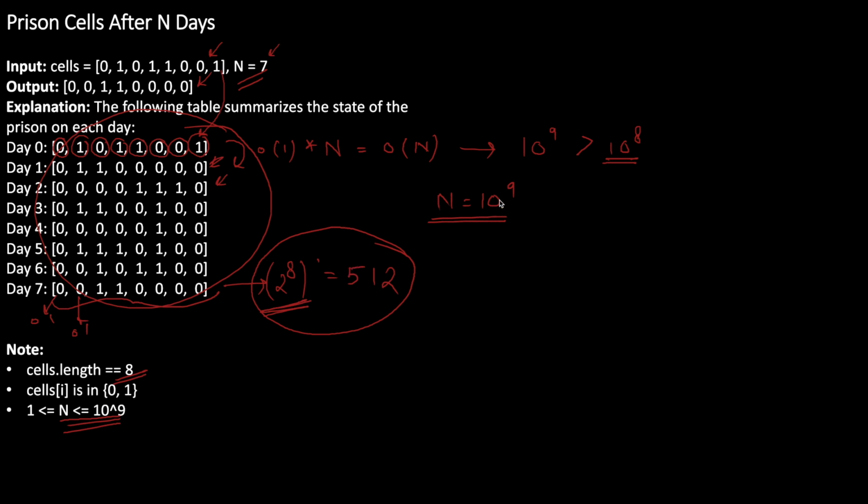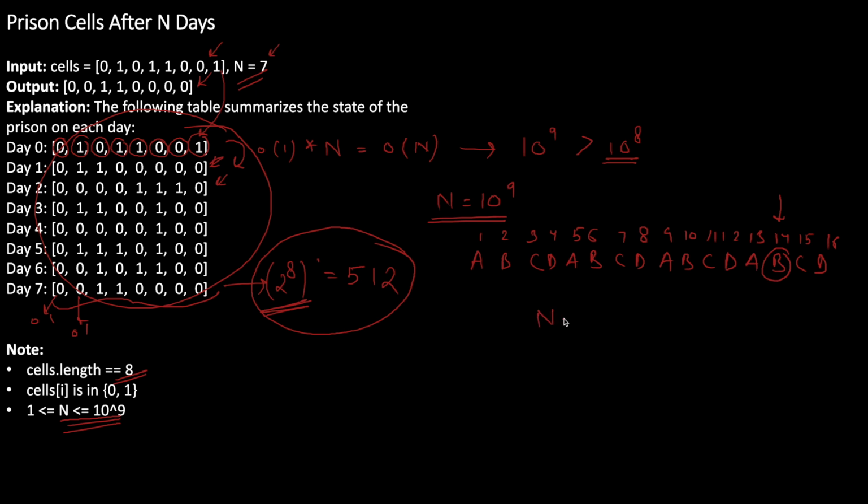Let me try to make you visualize this with the help of a simpler example. Let us consider we have a series A, B, C, D. Let me repeat this a couple of times and number it as well. This is 1, 2, 3, 4, 5, 6, up to 16. Suppose over here we need to find the 14th value, which is B. One way is to go through the series up to that position, suppose n is equal to 14.